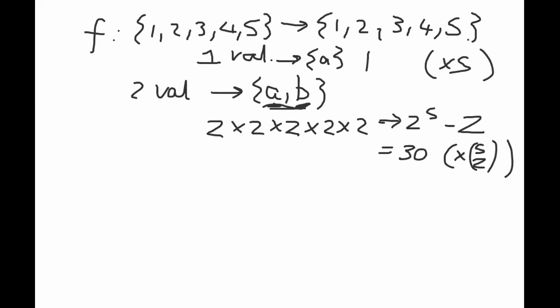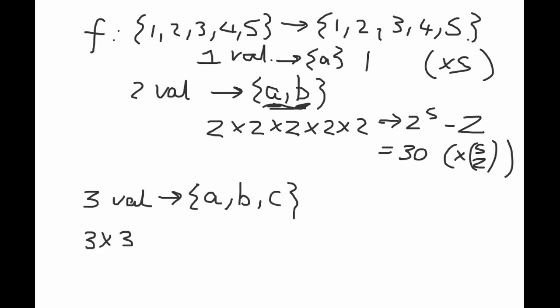So now we're equipped to tackle the actual question, which is when you've got 3 values, A, B, and C. Okay, so how many functions are there now? Well, there are 3 possibilities for f of 1, 3 possibilities for f of 2, 3 possibilities for f of 3, 3 possibilities for f of 4, and 3 possibilities for f of 5. So this is 3 to the 5, which is 243.